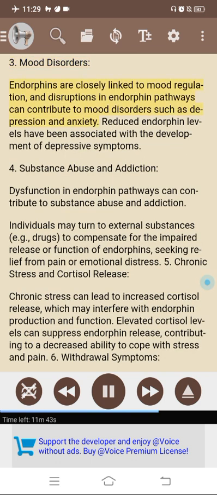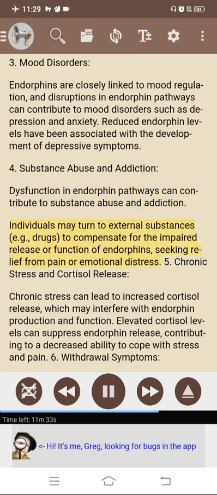3. Mood disorders. Endorphins are closely linked to mood regulation, and disruptions in endorphin pathways can contribute to mood disorders such as depression and anxiety. Reduced endorphin levels have been associated with the development of depressive symptoms. 4. Substance abuse and addiction. Dysfunction in endorphin pathways can contribute to substance abuse and addiction. Individuals may turn to external substances, e.g., drugs, to compensate for the impaired release or function of endorphins, seeking relief from pain or emotional distress.